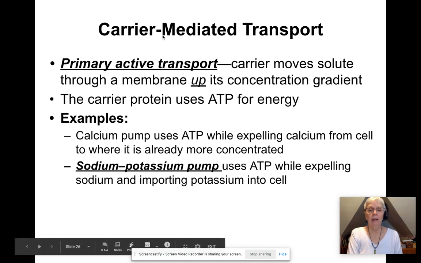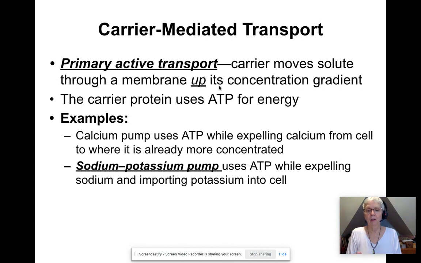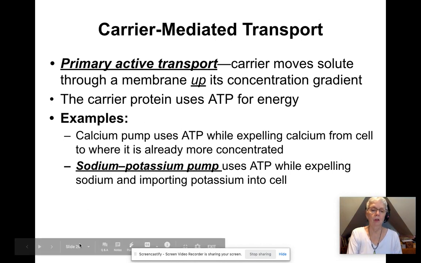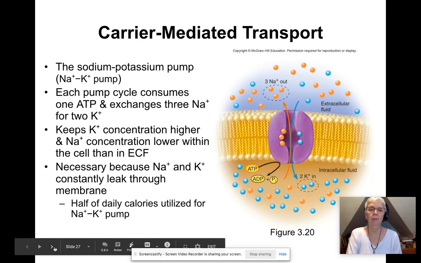So primary active transports carry solutes up the concentration gradient. So it's going from an area of lower concentration to higher concentration. You must use ATP. The sodium-potassium pump is a good example of this.